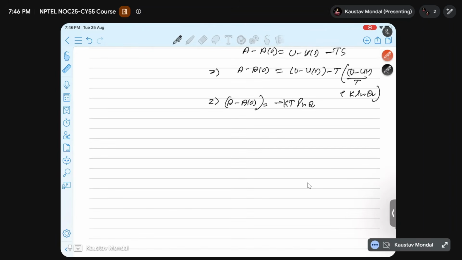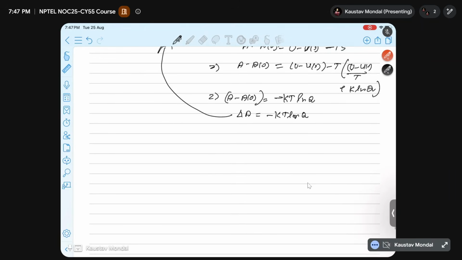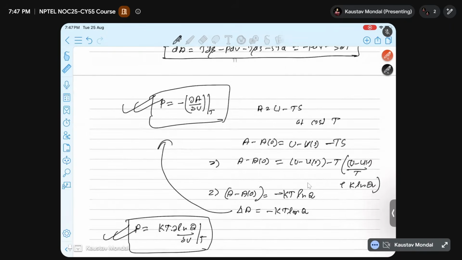So this is the expression of delta A, minus kT ln Q. This expression of A we can substitute back in the earlier expression. After doing so you get P equal to kT del of ln Q by del V at constant T. So this is the expression of pressure that you can get from here.